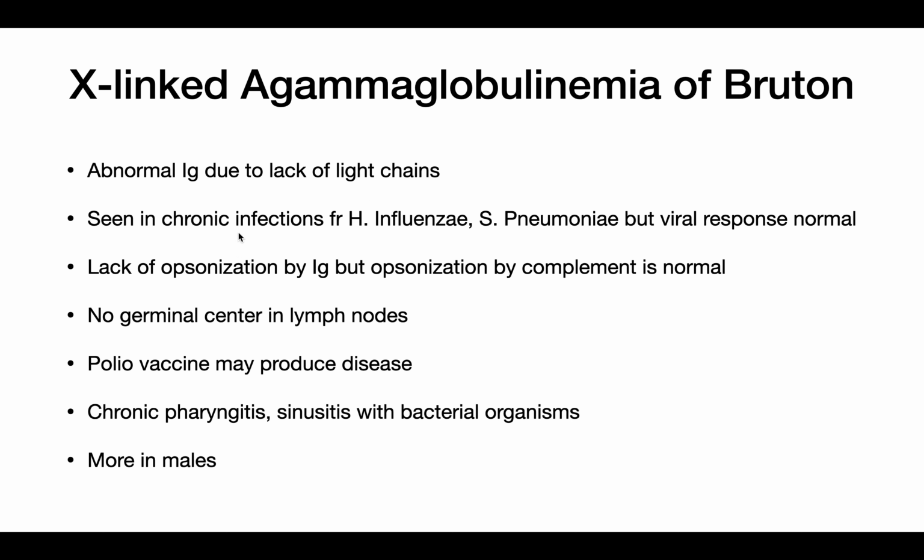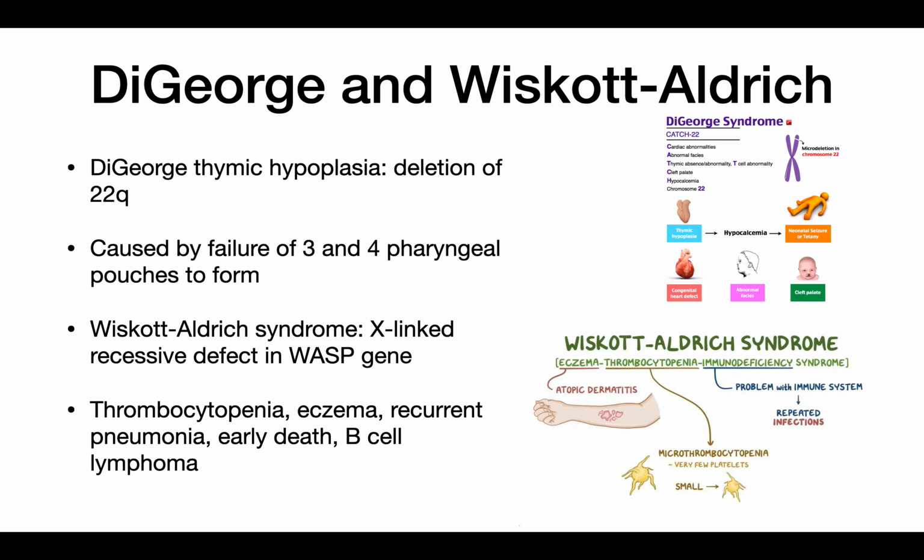So thanks to the abnormal immunoglobulins, there's not going to be any opsonization by immunoglobulin, but opsonization by complement activation is normal. There's also going to be no germinal centers because there's no isotype switching, so no antibodies are produced. And the polio vaccine in these patients can actually produce the disease. Once again, no cell memory. It's more in males, and then these poor guys are going to have chronic pharyngitis and sinusitis with bacterial organisms.